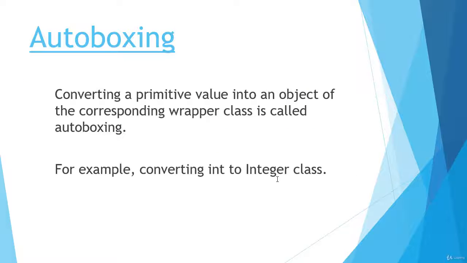First of all, autoboxing. Converting a primitive value into an object of the corresponding wrapper class is called autoboxing. For example, converting int to the Integer class. This is called autoboxing.